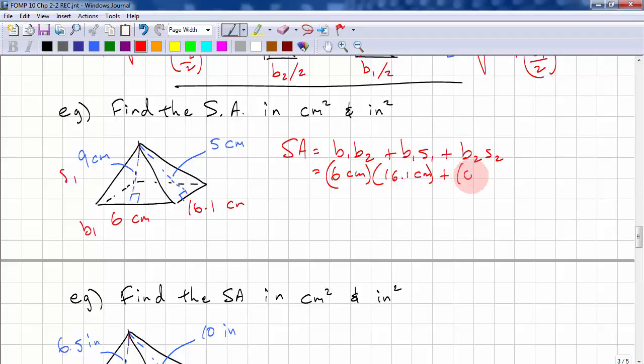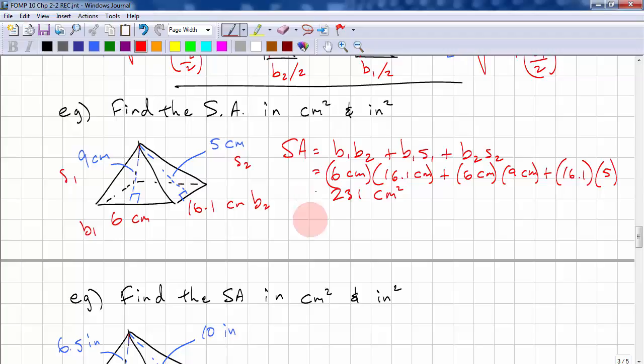So we have 6 centimeters times 9 centimeters. And lastly, we'll call this B2 and S2. So we have 16.1 centimeters. I'm just going to leave the centimeters out just because I don't have room, and we have 5 centimeters. So this gives us 231 square centimeters.